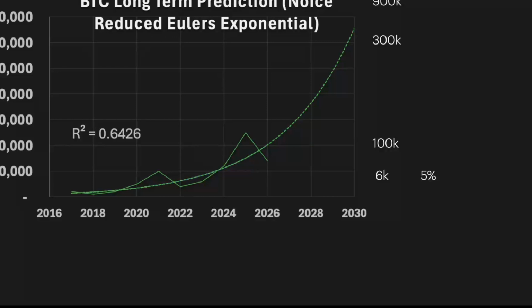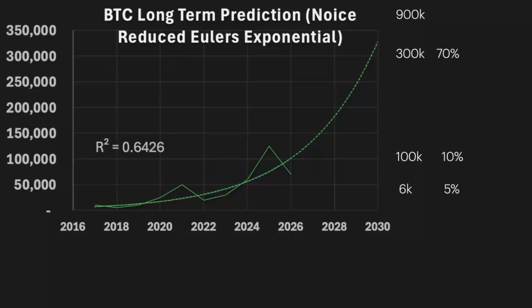So I set here the 6K, and I just say that's a 5% risk that will happen. The 100K, I put 10% in. 300K, I put 70% in, and that means the leftover here needs to be 15, because the sum of these cases needs to be 100%. That's the only rule. And then you can have 2 cases or more cases.